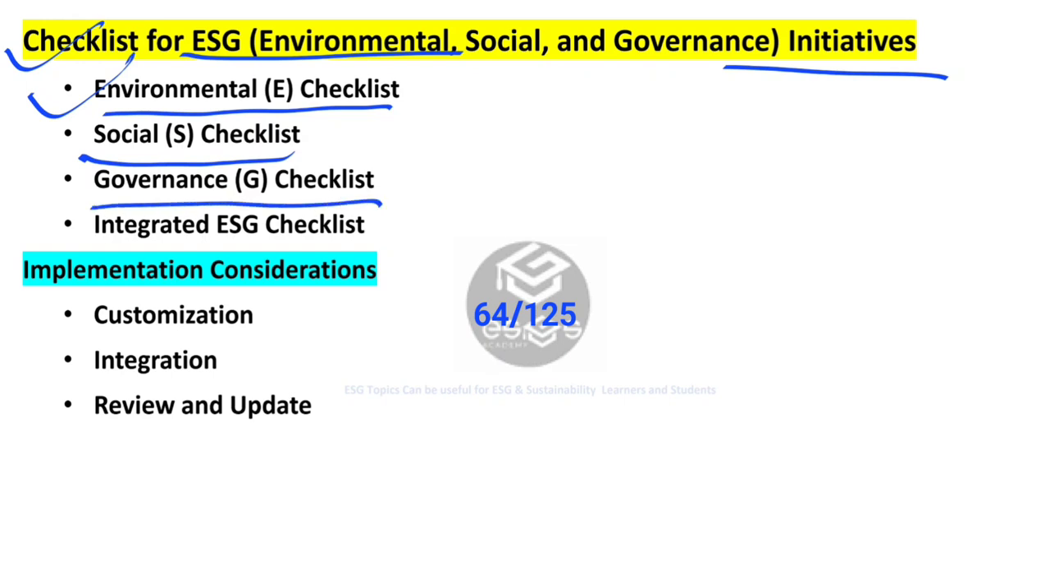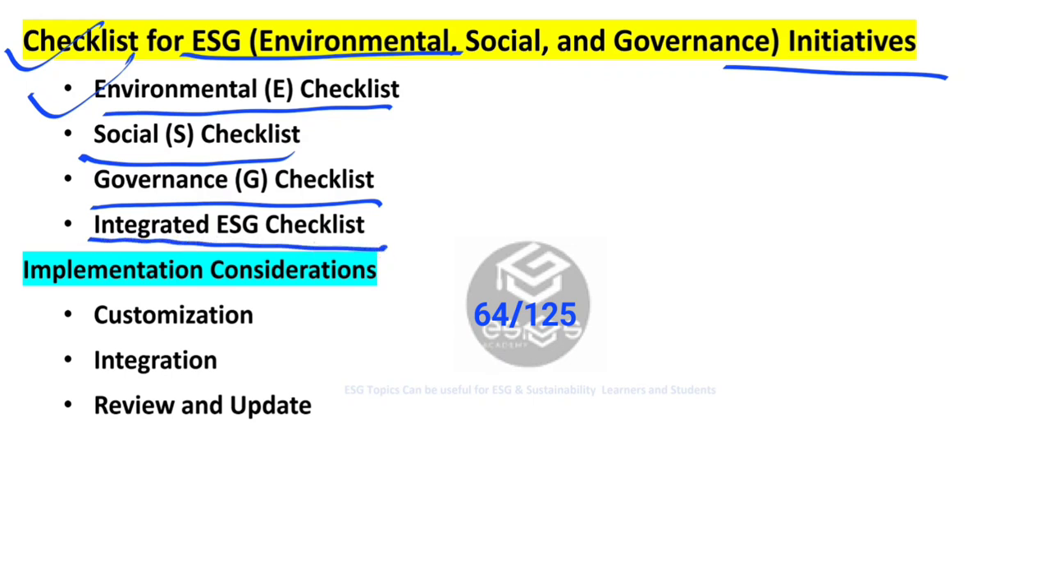In the governance checklists, examples are board governance checklist, ethics and compliance checklist, risk management checklist, transparency and disclosure checklist, audit and assurance checklist, stakeholder engagement checklist, governance reporting checklist.